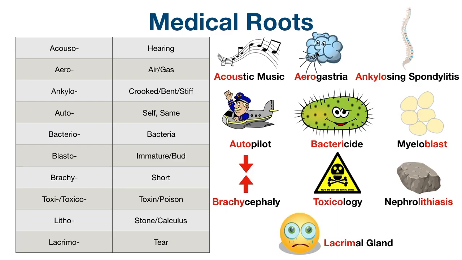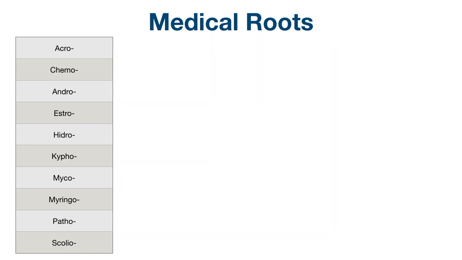Finally we have lacrimo, which means tear. You can think of the lacrimal gland, which is the gland that secretes tears. Let's move on to the next group of medical root words. Again, hit pause on the video and see how many you can name before continuing.